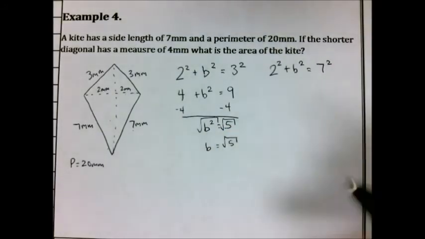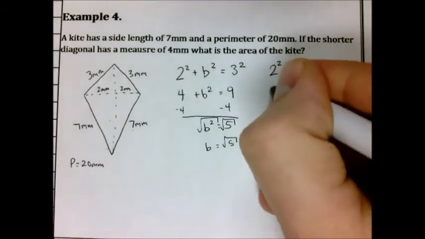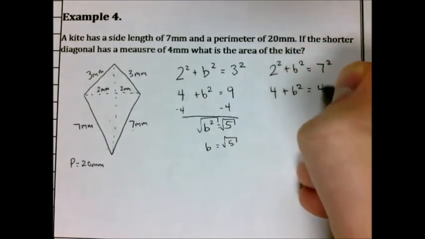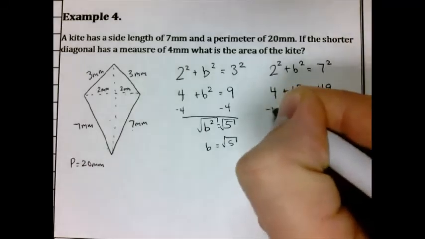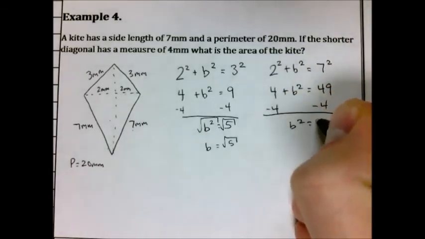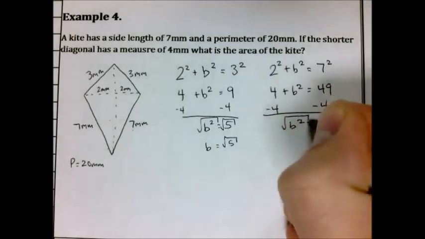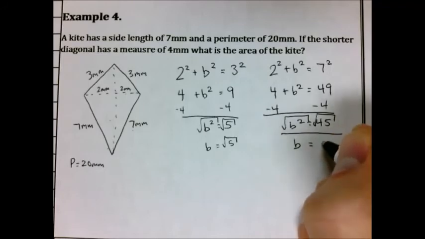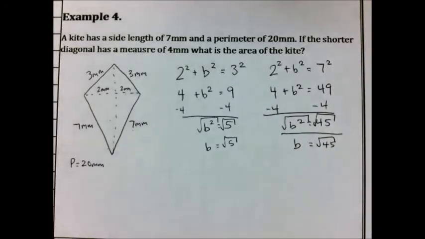Okay, now let's solve this one. We've got 4 plus b squared is equal to 7 squared, which is 49. Subtract 4 from both sides. We get b squared is equal to 45. Take the square root again, and we get b is equal to the square root of 45. Okay, and again, I'm going to keep it in radical form. Now, we could actually simplify this radical, but let's just keep it like that for now, okay?